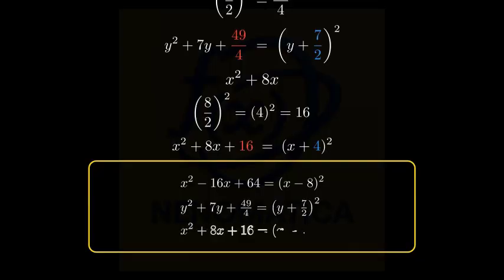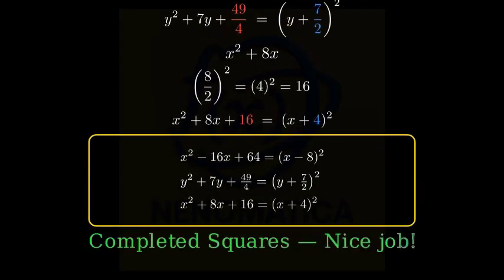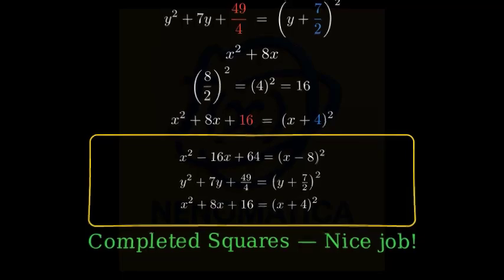Recap: each time we square b over 2, add that number, and then factor the perfect square trinomial into a binomial square. Great work following the exact algorithm. When the leading coefficient is 1, completing the square is fast and reliable.